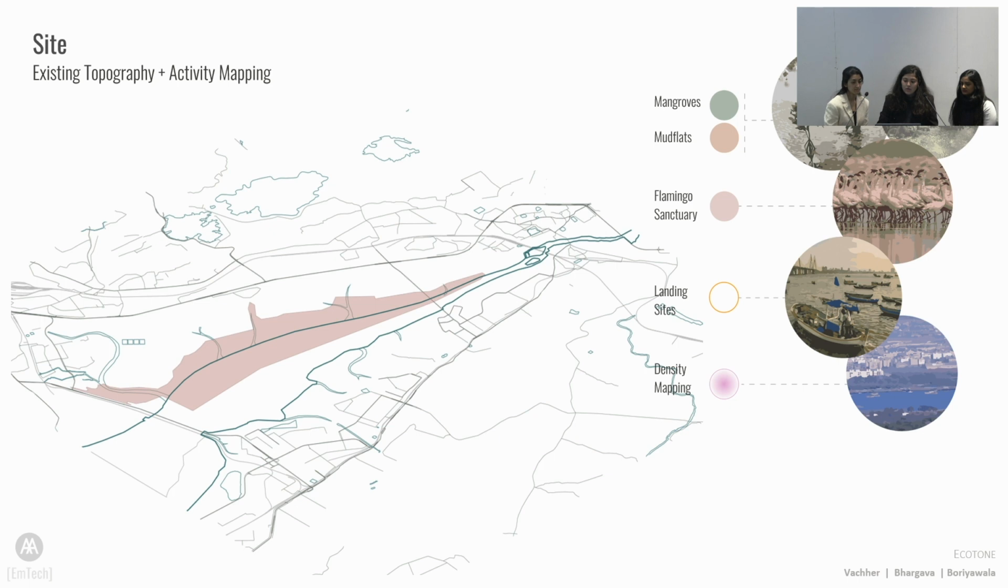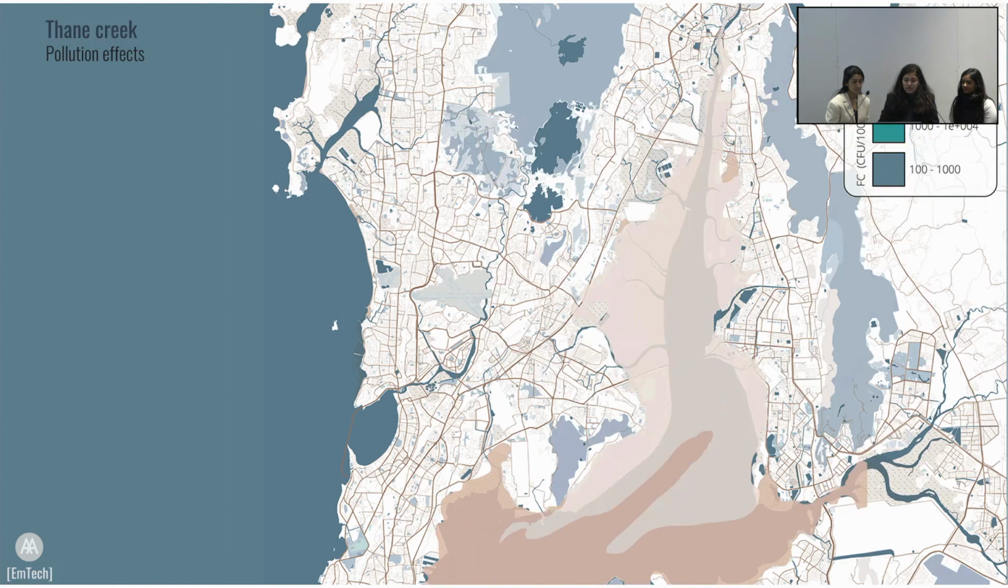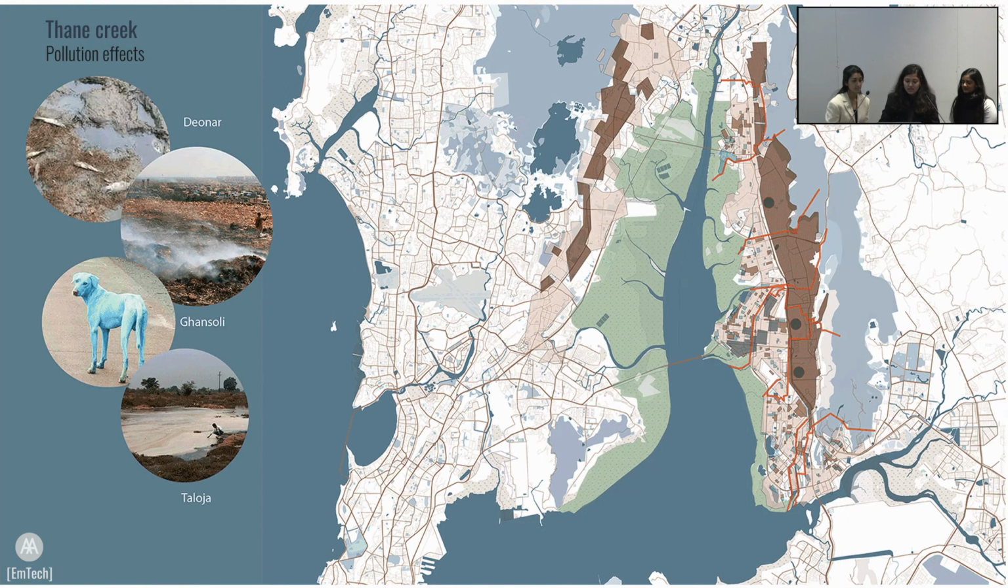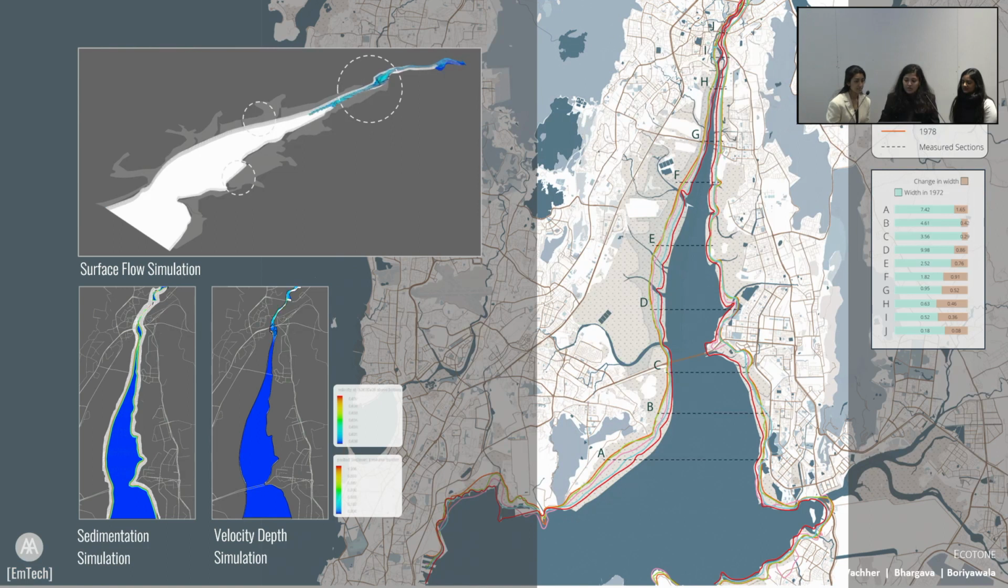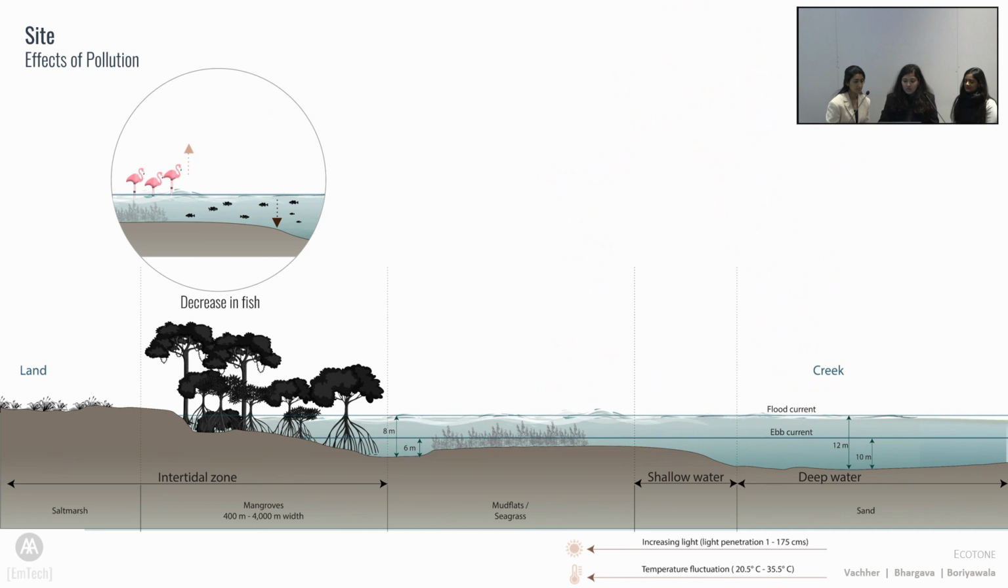Features of the creek were mapped out, like the location of mangroves, mudflats, flamingo sanctuary, and population density. The sources and effects of high amounts of pollution were studied on site, and how the creek is becoming narrower over the years due to excess siltation. As a result, a threefold problem is created.